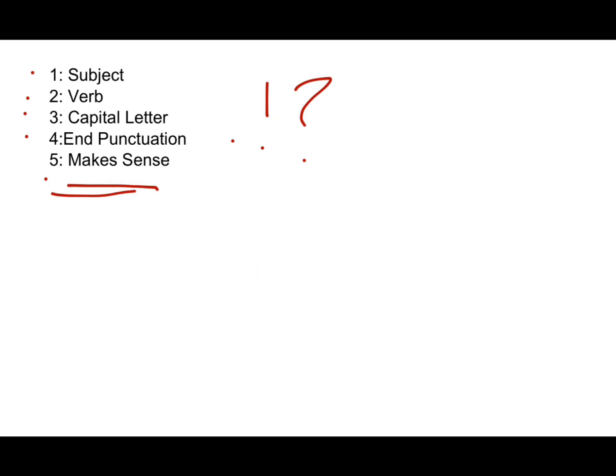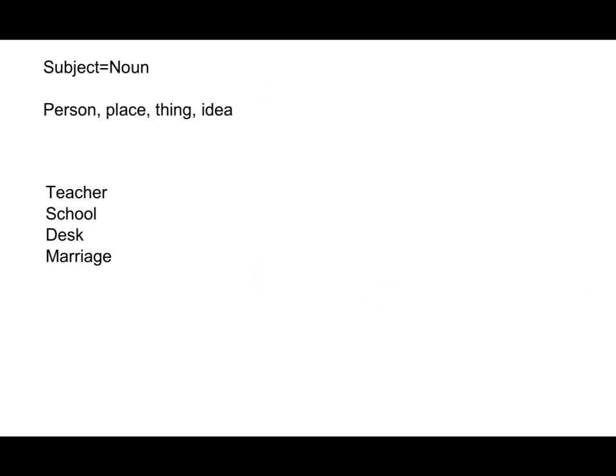Alright, so the first thing we need to know is, what is a subject? So a subject is a noun. So a noun is a person, place, thing, or idea. So an example of a person is a teacher, or a student, or the president, or a mom or a dad, or whatever. An example of a place is a school, right, or the cafeteria, or the office, or the house or home. Those are all examples of places.